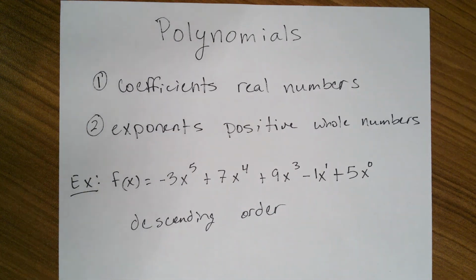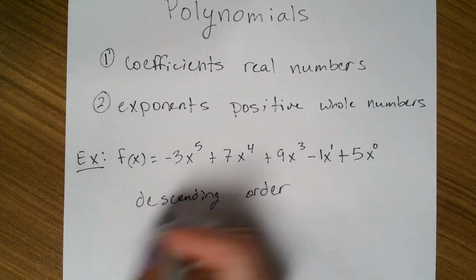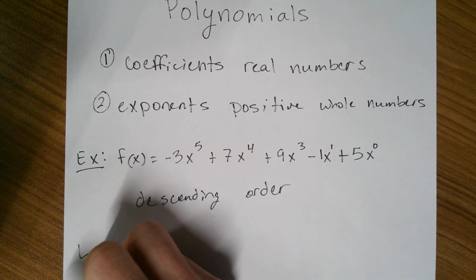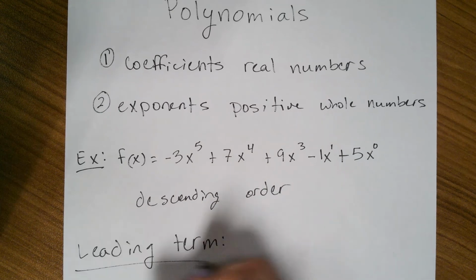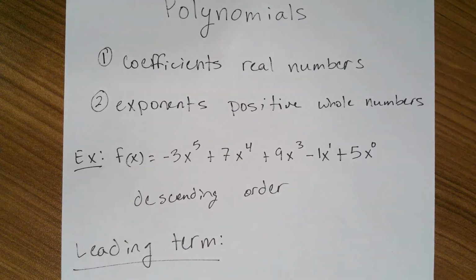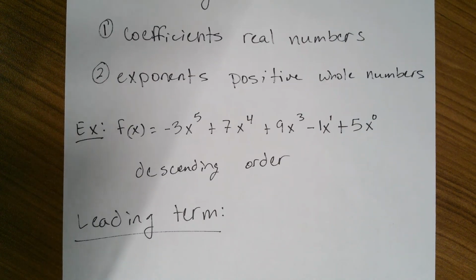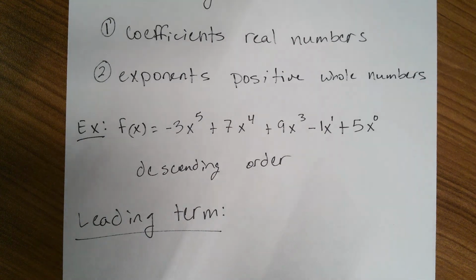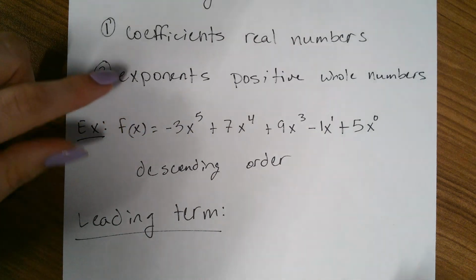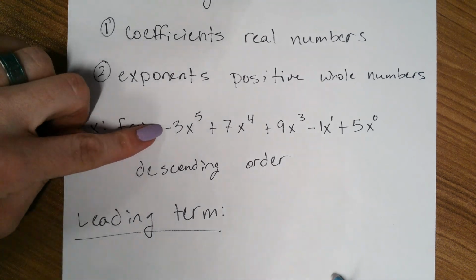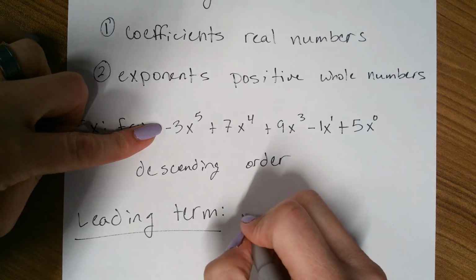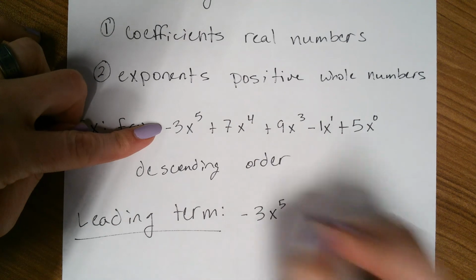Now when the polynomial is in descending order, it makes it easier to find a couple of things. The first thing is what we call our leading term. The leading term is going to be the term that has the largest exponent. So in this case, what has the largest exponent? If your polynomial is in descending order, then your leading term will be the first one. So our leading term in this case is negative 3x to the 5th.